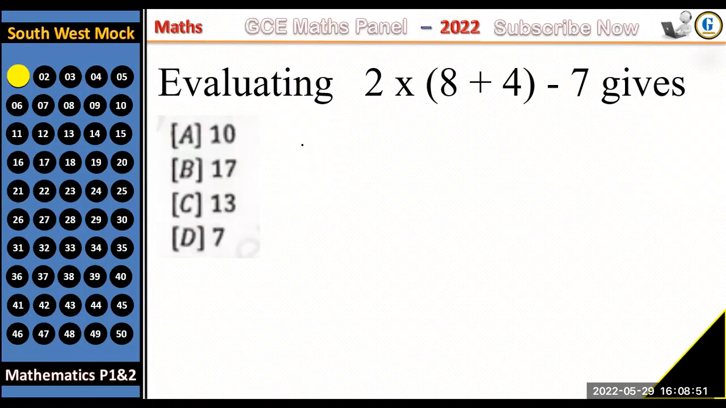So the first question is, evaluating 2 times (8 plus 4) minus 7 gives. To evaluate this, we first of all do 8 plus 4. That gives us 12. So 2 times 12 is 24. Now 24 minus 7 gives us 17. So that gives us 17.